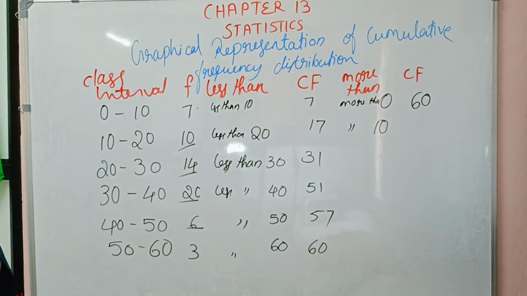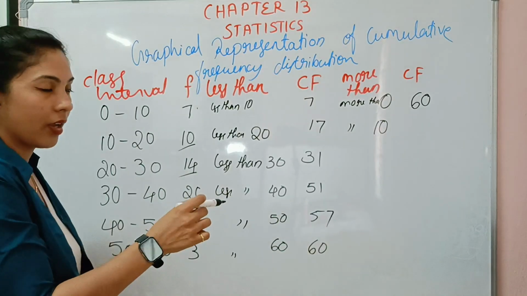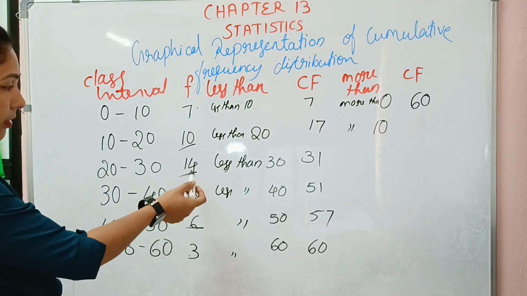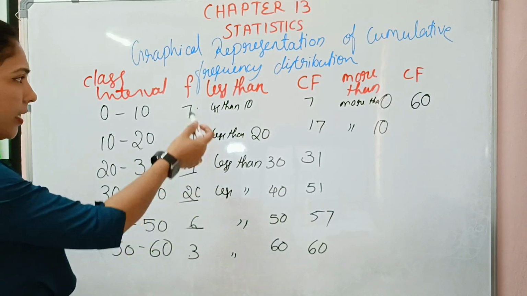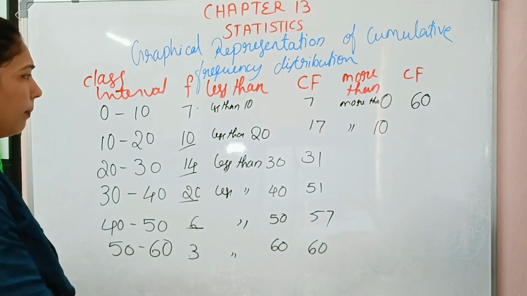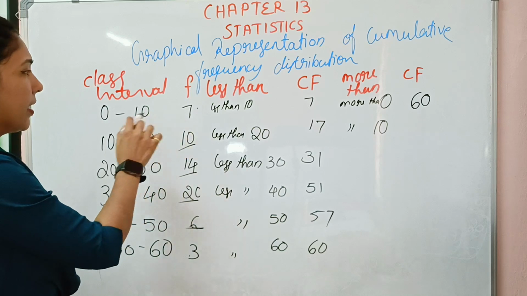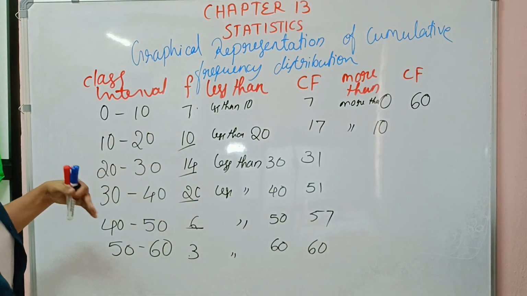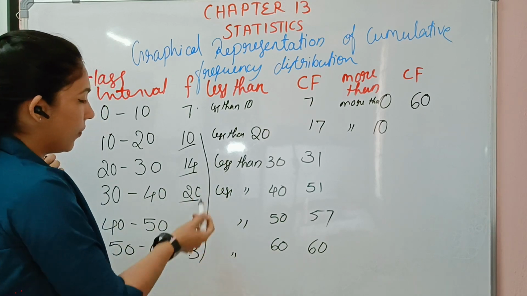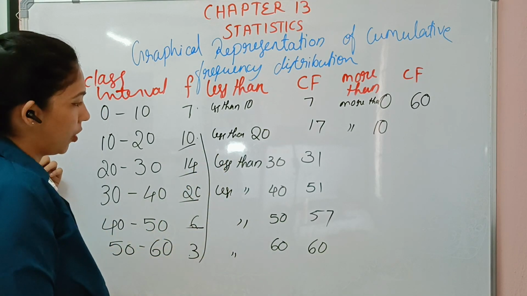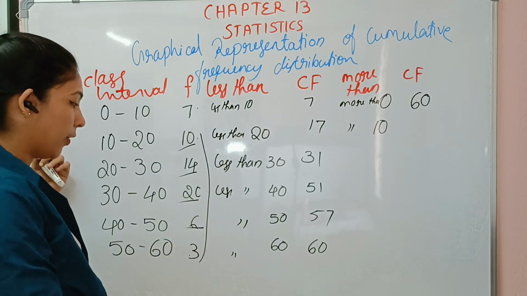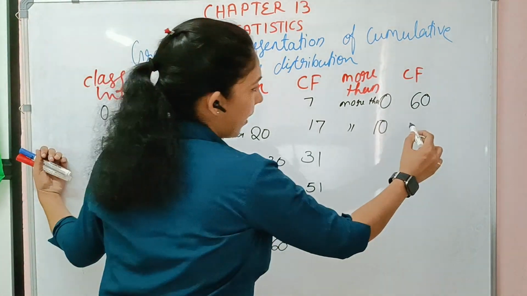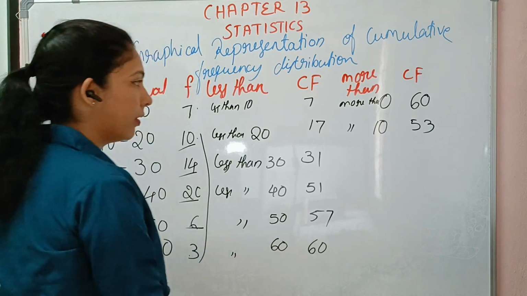Similarly, more than 10. So what is more than 10? See, 3 is there, 6 is there, 20 is there, 14 is there, 10 is there. Is 7 considered? No, because it is in between 0 to 10. So we should not consider 7, and adding all these numbers, we get 10 plus 14, 24, 24 plus 20, 44, 44 plus 6, 50, 50 plus 3, 53. So 53 should be considered.